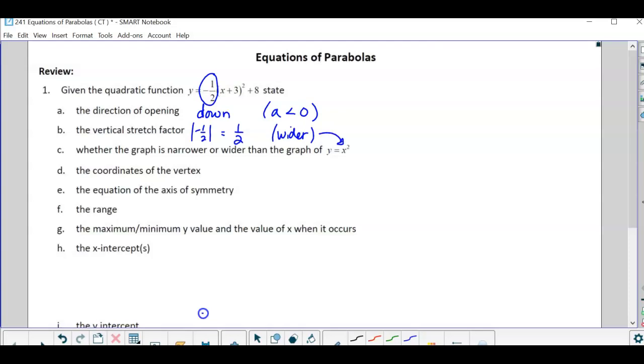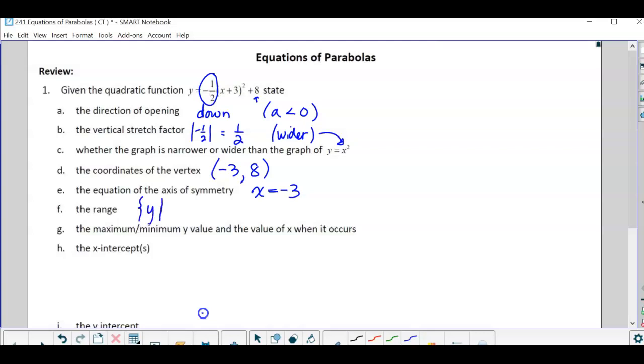The coordinates of the vertex, remember it's the opposite sign of the constant. It's whatever x value makes that bracket 0. And the constant term outside of the squared is the y value. So that's found from the horizontal translation and the vertical translation. Equation of the axis of symmetry always is x equals, it's a vertical line for these parabolas, and it goes through the x value at the vertex.